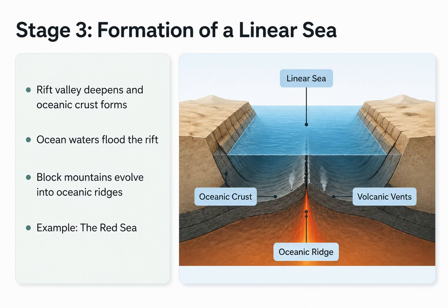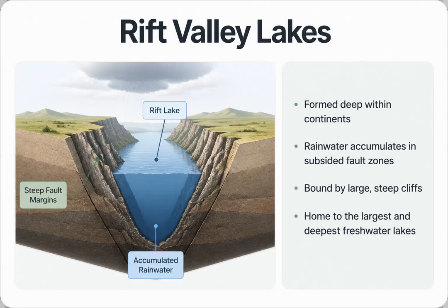The original rift valleys evolve into active volcanic vents, and the block mountains that flanked the rift transform into oceanic ridges. Because new crust is constantly being created here through seafloor spreading, this divergent boundary is known as a constructive edge. If a rift valley forms deep within a continental landmass rather than near an ocean, it can lead to the creation of rift lakes.